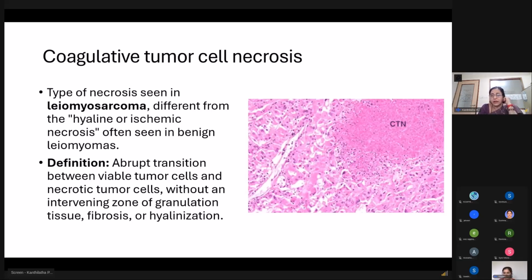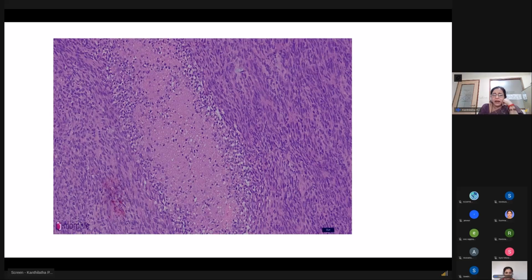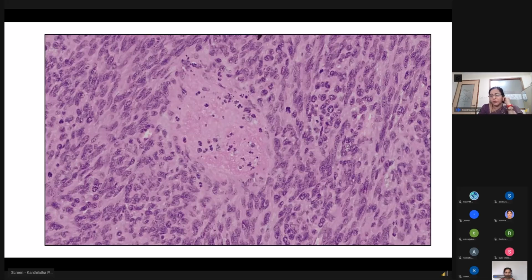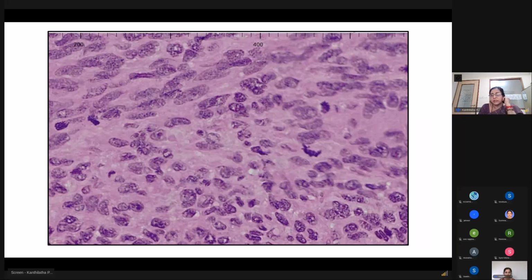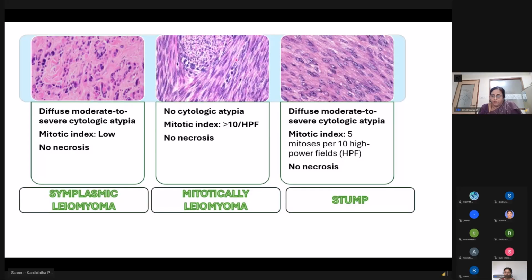It's coagulative tumor cell necrosis, which you can see in our case. There are hypercellular areas of tumor abruptly intervening with areas of tumor necrosis. Here again, you can see areas of necrosis without any granulation tissue or hyalinization. So this is coagulative tumor necrosis, and you can see there's diffuse atypia, which is of moderate type, and the numerous mitoses, which have already been shown. So this has all three features of the Stanford criteria, and mitoses are more than 20 in 10 high-power fields. So this is a clear-cut case of leiomyosarcoma.